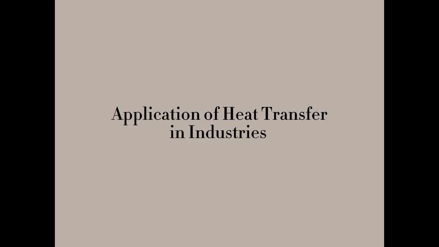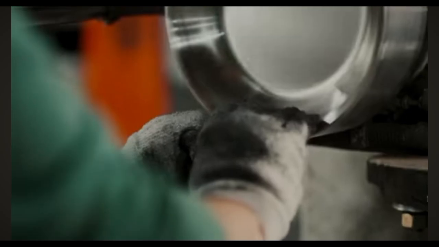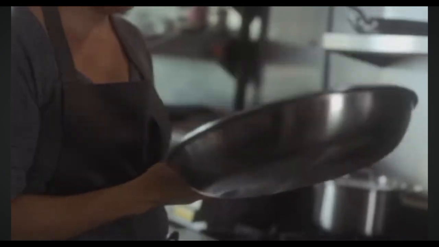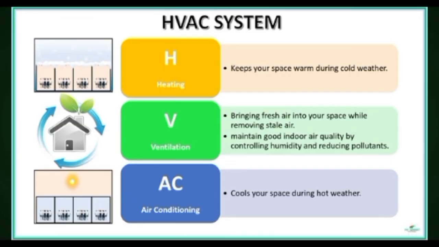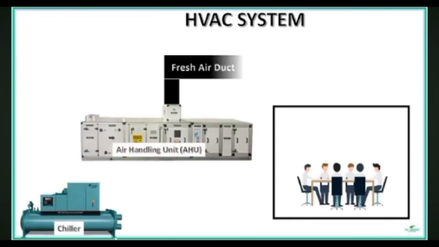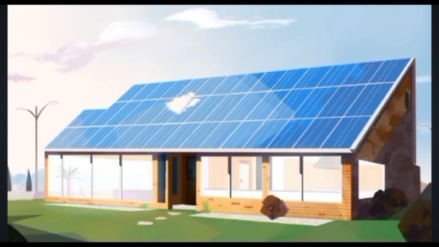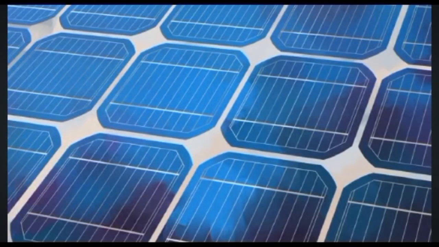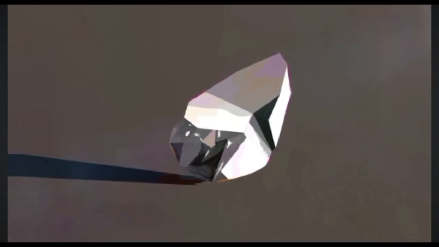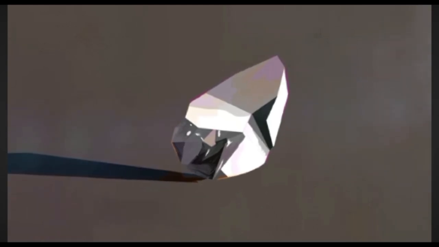Number 1, conduction. Conduction is used in designing cookware like pots and pans and in heat exchangers to transfer heat efficiently. Number 2, convection. Convection plays a major role in heating, ventilation and air conditioning systems, HVAC systems, to circulate air and regulate temperature. Number 3, radiation. Radiation is used in solar panels to convert sunlight into energy and in infrared thermography for detecting heat patterns.